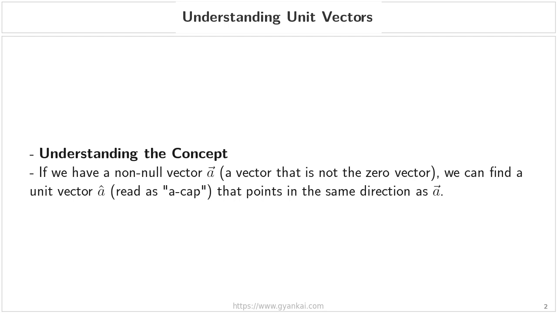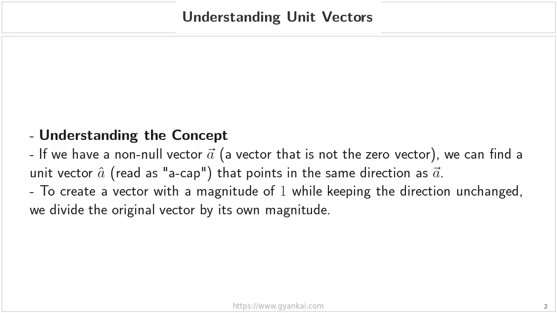Our goal is to find a special version of this vector, which we call a cap, that is, a with a little hat on top. This a cap must point in the exact same direction as our original a vector. So, how do we strip away the extra length while keeping that direction perfectly intact? The trick is to divide the original vector by its own magnitude. Think of it as scaling the vector down until its length is exactly 1.